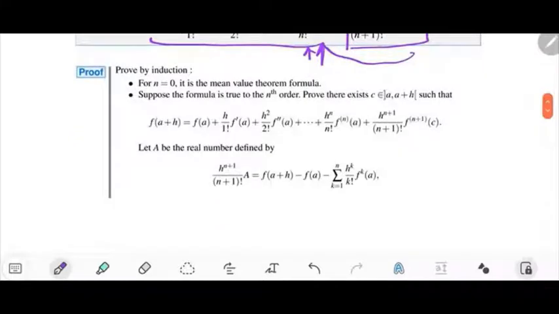Also, this proof is not necessary for you to know. It's not in your syllabus for your exams, but you can read it if you would like to know a little bit better about the theorem.